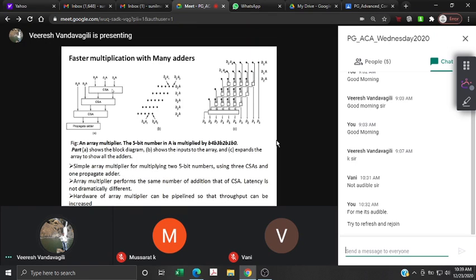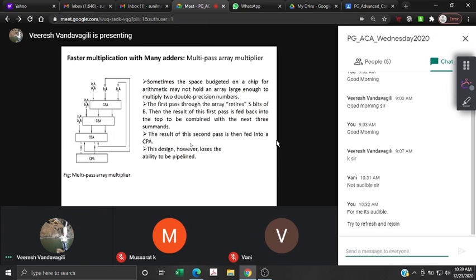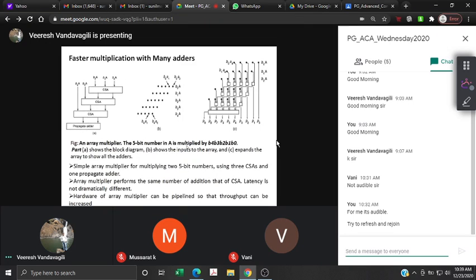In this case, there is a 5-bit number A that is multiplied by B4, B3, B2, B1, and B0. So this is the 5-bit number being multiplied with A. This is how the operation takes place over here. First 3 bits, because the CSA, that is the carry save adder, has 3 inputs and 2 outputs. So here is the structure.